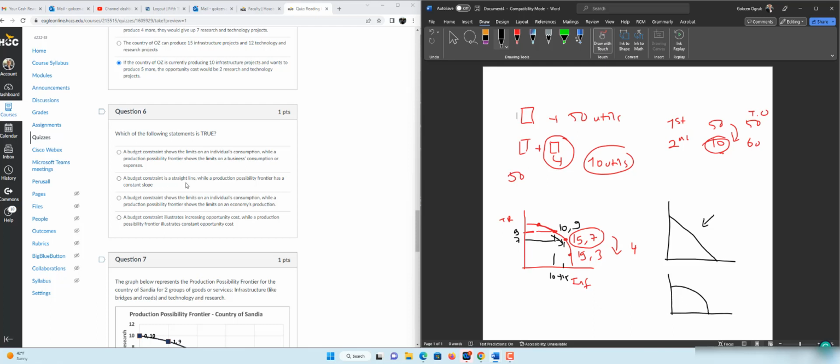A budget constraint is a straight line, which is true, while a production possibility frontier has a constant slope, which is not true. Remember, straight lines have a constant slope. Any point on the line, the slope is the same. For this shape, the slope is changing here. It's too flat, it gets steeper and steeper, and it's very steep here. So the slope is changing from this point to this point. A budget constraint shows the limits on an individual's consumption, which is correct, while a production possibility frontier shows the limits on an economy's production. Therefore, the right answer is this one.